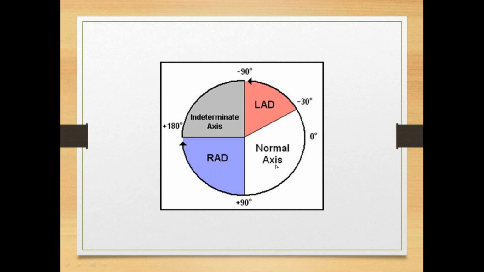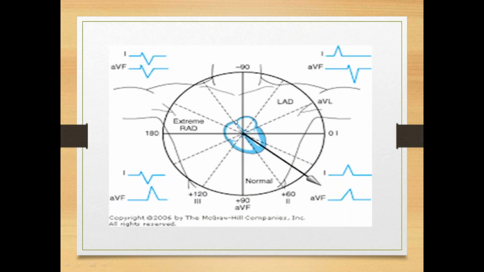Again, minus 30 to plus 90 is the normal axis. Minus 30 to minus 90 is the left axis, and plus 90 to 180 is the right axis deviation. Beyond this is indeterminate axis. This is how the heart is located, and this is how it is directed towards the left. So here, this is the normal axis of the heart in placement to our body. So 0 to 90 or minus 30 to 90 is the normal axis.